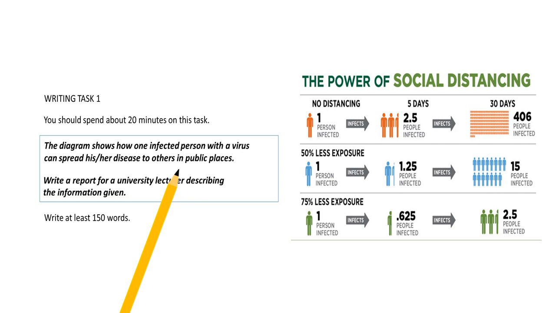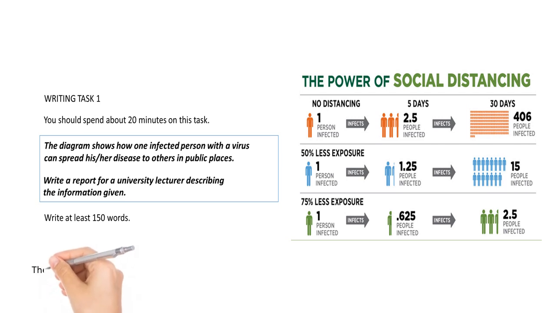Now, let's take a quick look at a question. It says the diagram shows how one infected person with a virus can spread his or her disease to others in public places. When you have familiarized yourself with the diagram, it is time to start writing the answer. Let's go to how to do that.